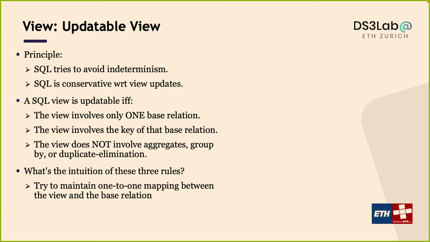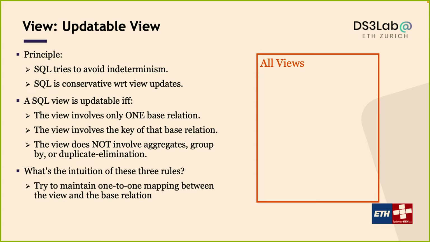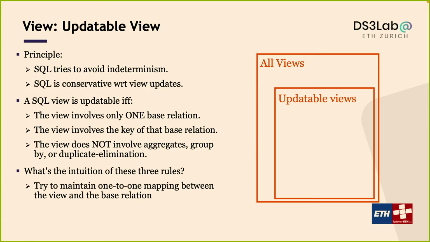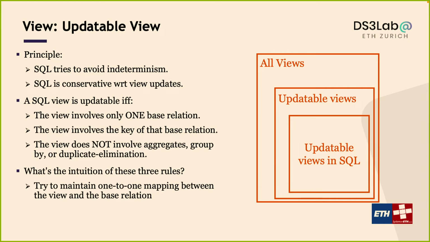So there's a one-to-one mapping between input and output, and then I can implement your update on this view efficiently and also correctly, okay? So essentially, if you take all the possible views you can write inside a database system, only a subset is updatable in theory, and only a smaller subset of that is what you can actually update inside SQL, okay? So this is all about views, right?